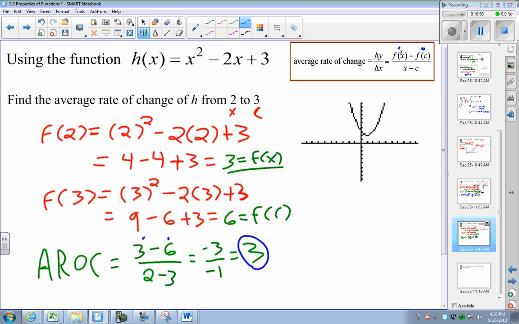Now how can we show this graphically? Well, we go over to 2 on the x-axis, we go over to 3, go up to where the output is, and draw a line connecting those 2 dots. And so we should get a line with a slope that's equal to 3. And so it's just another way to check your solutions.